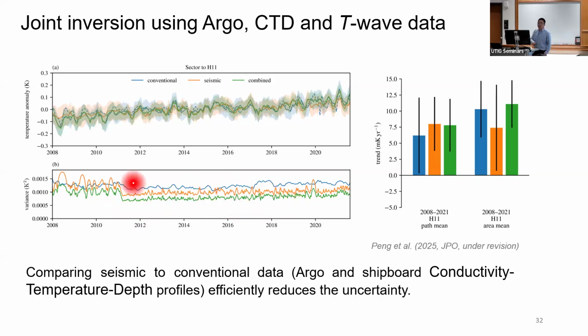And if we look at the linear trend of this time series, which is plotted on the right here, you can see the warming trend for this specific region of the ocean is between 6 to 12 millikelvin per year. This region's trend is even stronger than the Indian Ocean, the really warmed up region.